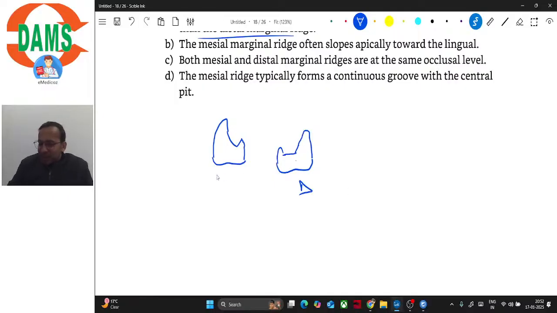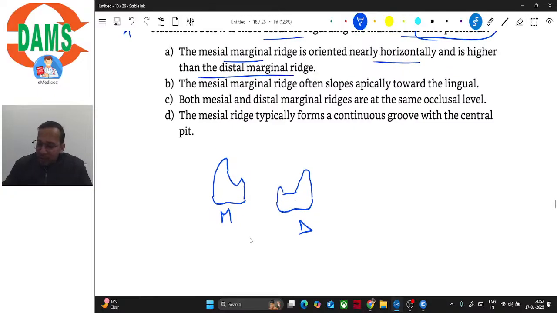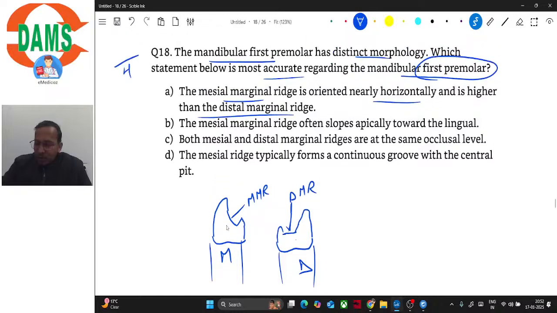Though my drawing is not very good, technically you will find it, right? So let's say this is the distal view and this is the mesial view. So this is the mesial marginal ridge and this is the distal marginal ridge. Then we have, right? So what does the first option say? It says that the mesial marginal ridge is oriented nearly horizontal and is higher than the distal marginal ridge. So obviously this does not look like horizontally oriented, isn't it? It does not look horizontally oriented. So option A is incorrect. Distal marginal ridge is horizontally, isn't it? The mesial marginal ridge often slopes apically towards the ligament. So yes, this statement is correct.